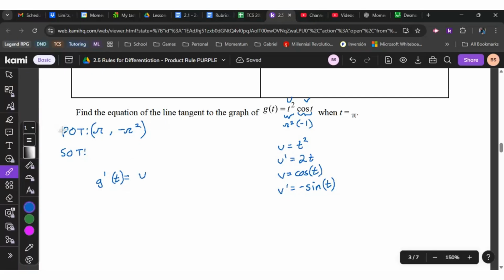And then we're going to go ahead and do u prime v plus u v prime. So we can kind of write out, you don't have to write out the definition, guys, but if it helps you, then I would suggest write out the actual rule.